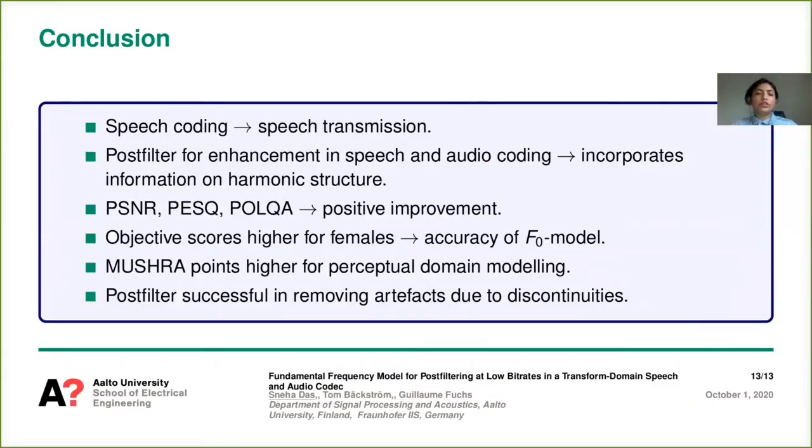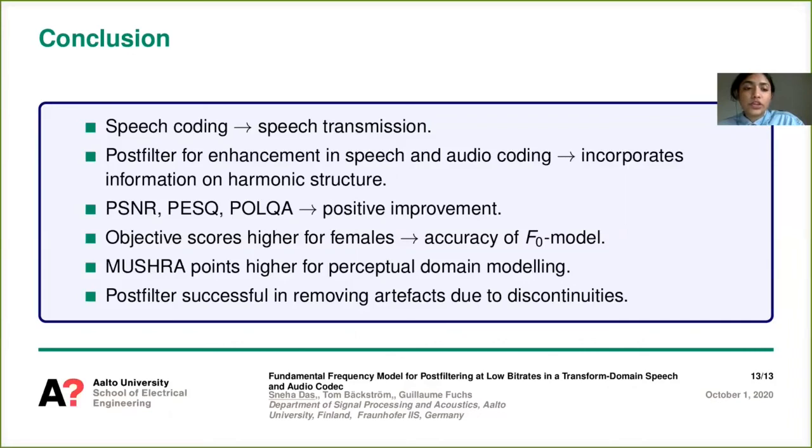So in conclusion, speech coding is required for the efficient transmission and storage of speech while maintaining quality of speech. In this work, we propose a post filter for enhancement in speech and audio coding, which incorporates information on the harmonic structure of speech. Our objective measures through PSNR, PESQ, and POLQA scores show positive improvement over the decoded signal and over the LTP post-filter decoded signal.